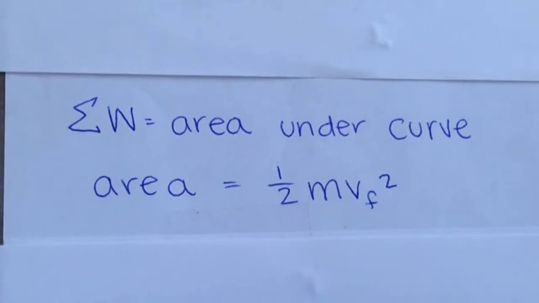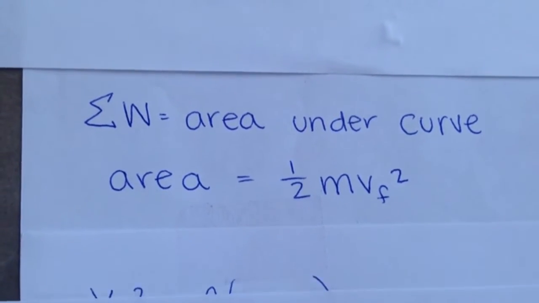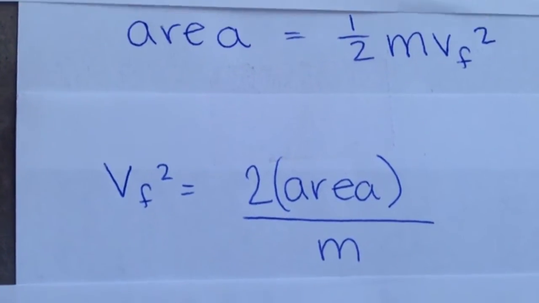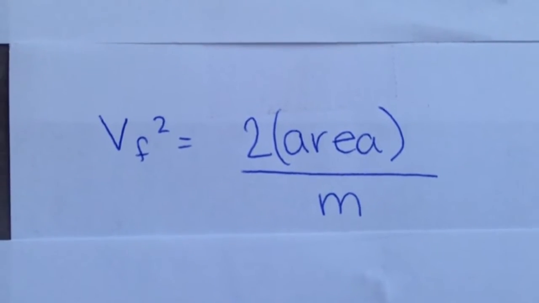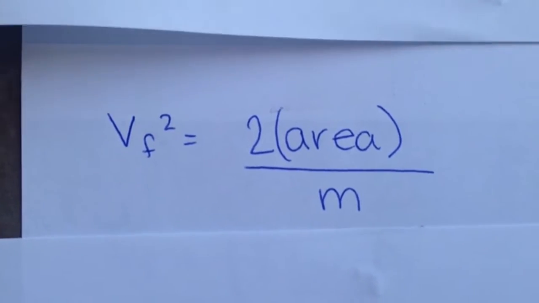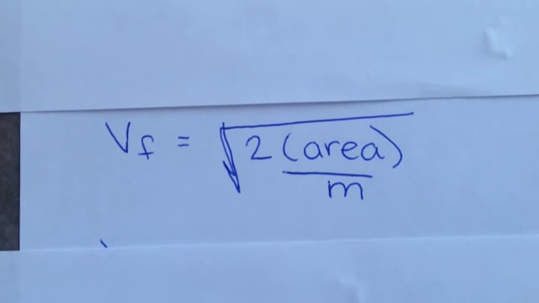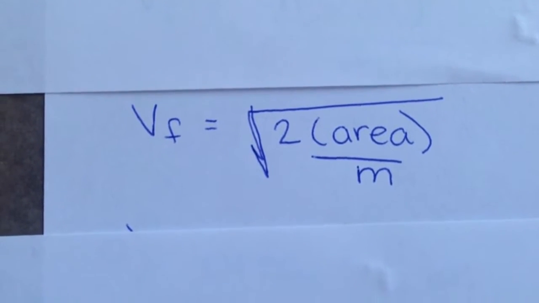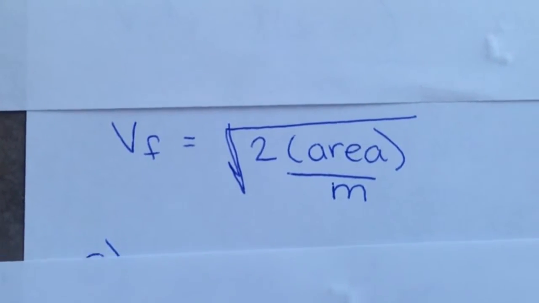Since we're trying to find velocity final, we can rearrange this. So we get velocity final squared is equal to 2 times area over m, and we just take the square root of that. So velocity final is equal to the square root of 2 times area all over m.